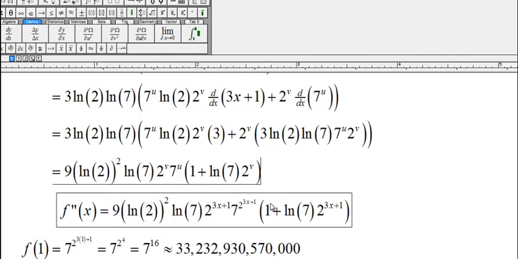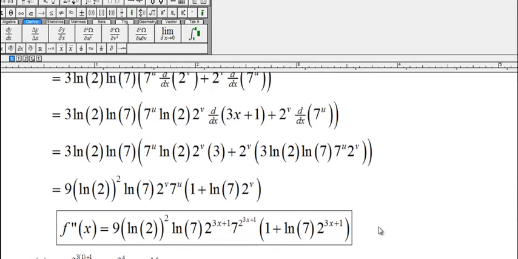Now just plug back in to get everything back in terms of x, and we're done. So it's 9 ln of 2 squared times ln of 7 times 2 to the power 3x plus 1 times 7 to the power 2 to the power 3x plus 1. Then you have 1 plus ln of 7 times 2 to the power 3x plus 1. Okay, so that one used a chain rule inside a chain rule. We had to do two substitutions.